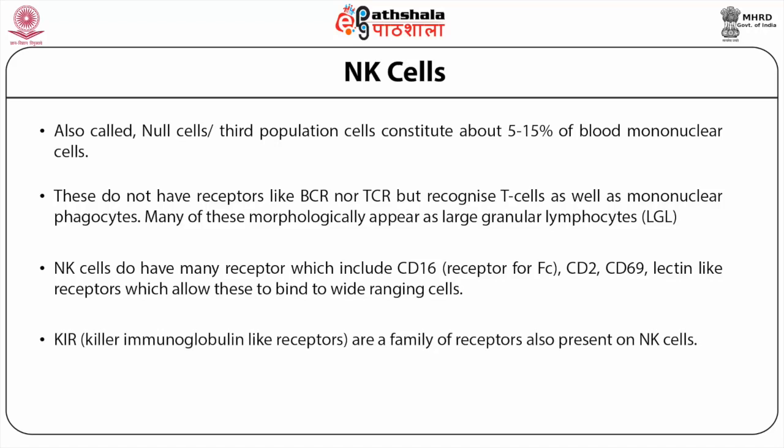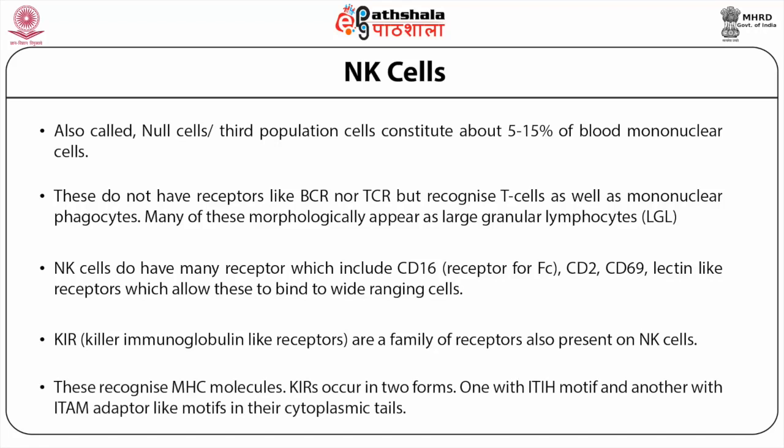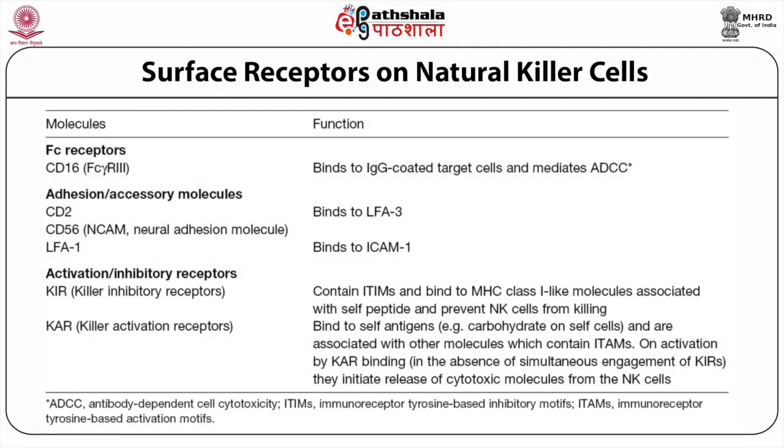Killer immunoglobulin-like receptors called KIR are a family of receptors which are also present on NK cells. These recognize MHC molecules. Killer immunoglobulin-like receptors occur in two forms, one with the ITIM motif and another with the ITAM adapter-like motifs in their cytoplasmic tails. These motifs have been explained in the signal transduction chapter. The number of KIRs varies from individual to individual.